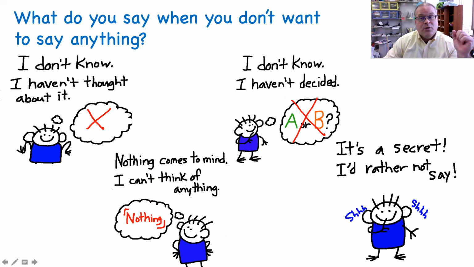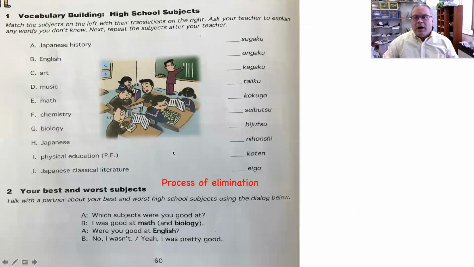First, remember, if you don't want to say anything, say this in English. I don't know. I haven't thought about it. I haven't decided. Nothing comes to mind. I can't think of anything. It's a secret. I'd rather not say. Okay, good. So now today we're going to talk about school.